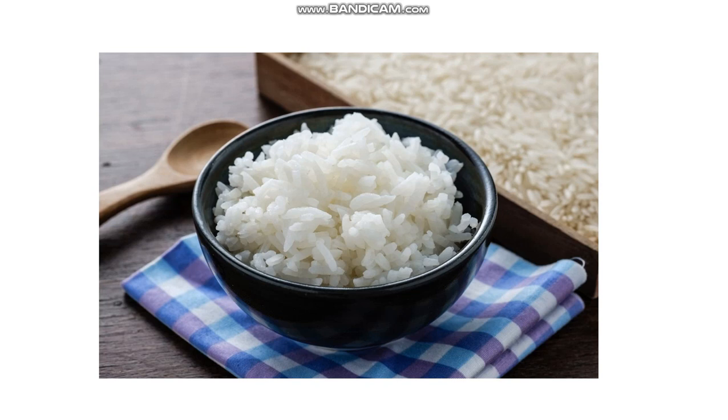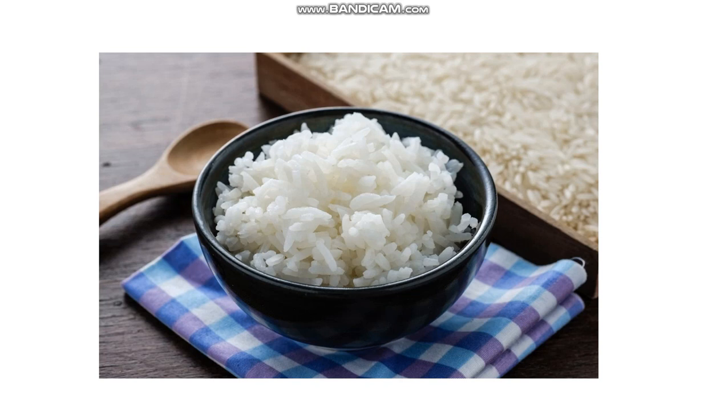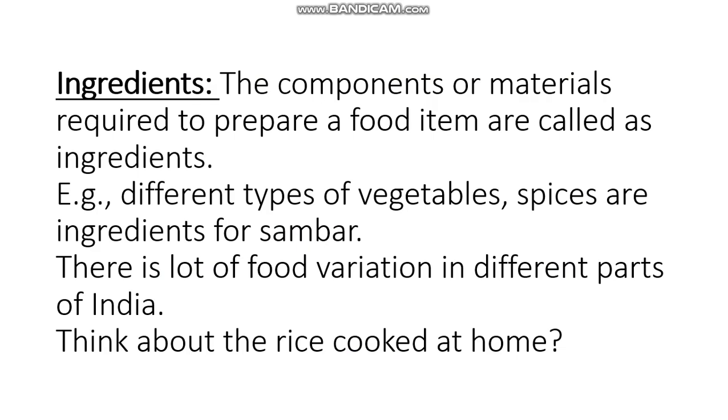You can see this is a bowl full of rice. It's a simple food item. It requires two materials to prepare this bowl full of rice. What is that? Raw rice plus water. The components or materials required to prepare a food item are called ingredients. So to prepare a bowl full of rice, we require two ingredients. What are they? Raw rice and water. So the components or materials required to prepare a food item are called ingredients.